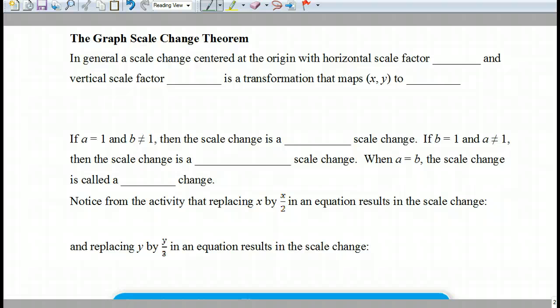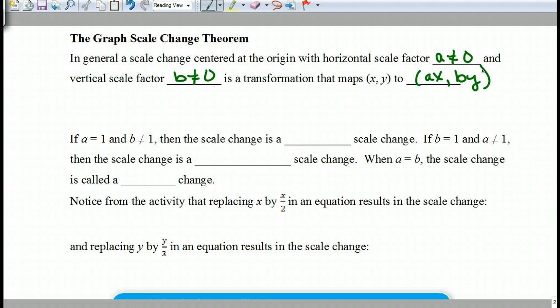Okay? All right, so listen. The general scale change centered at the origin with a horizontal scale factor of a not equal to 0 and a vertical scale factor of b not equal to 0 is a transformation that maps (x, y) to (ax, by).